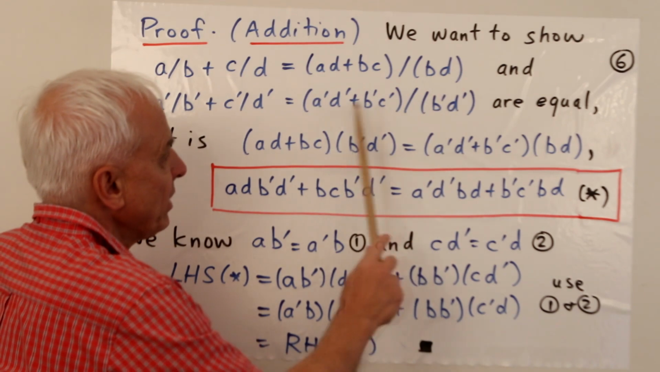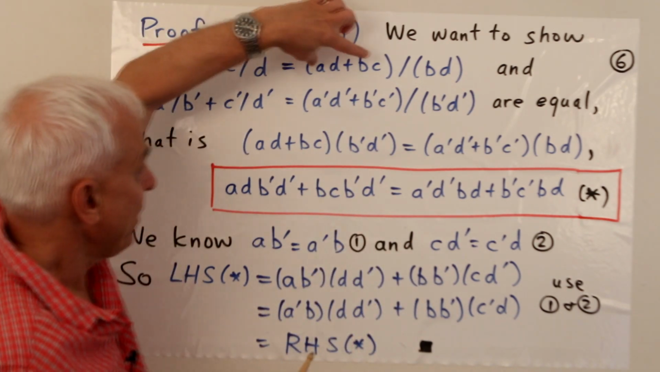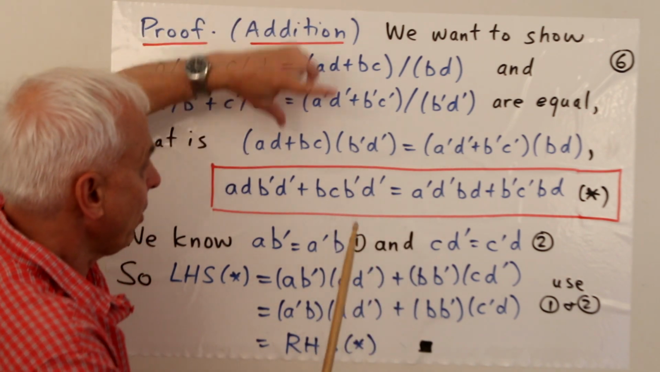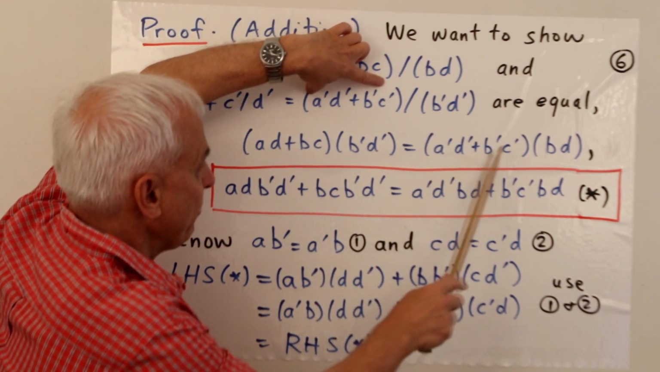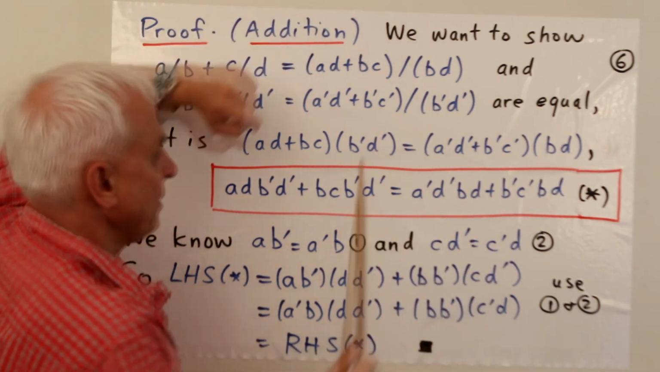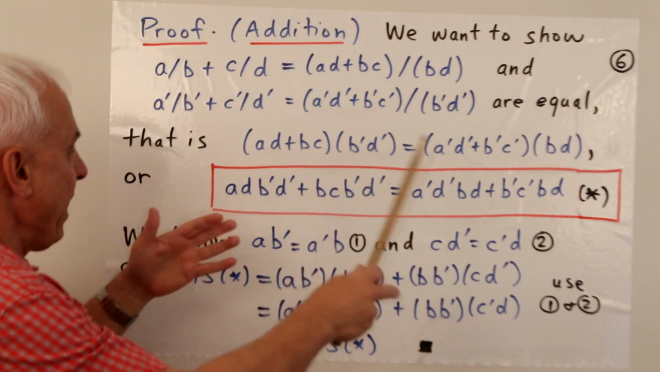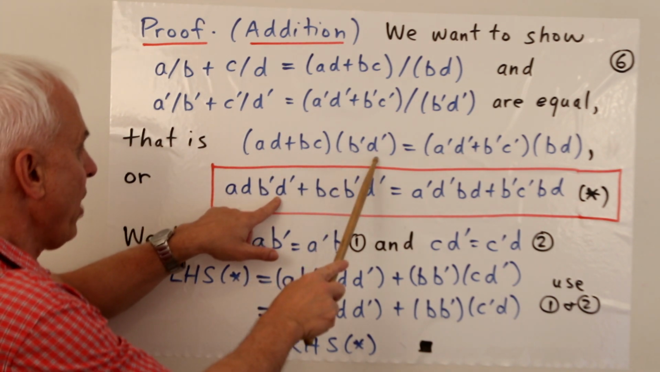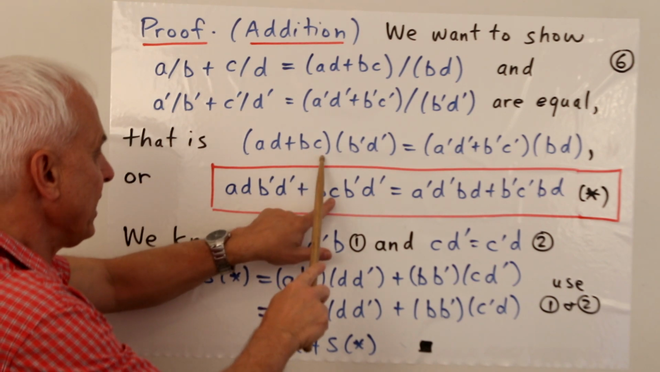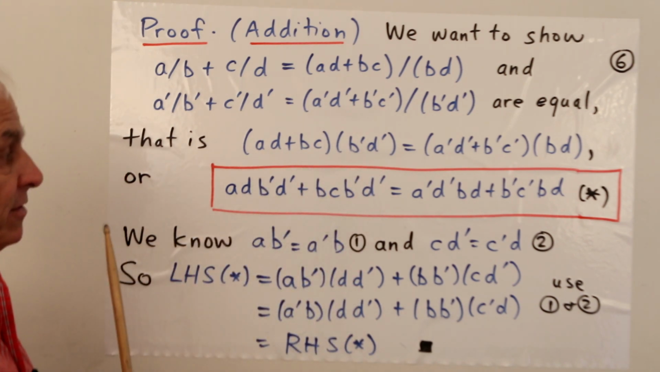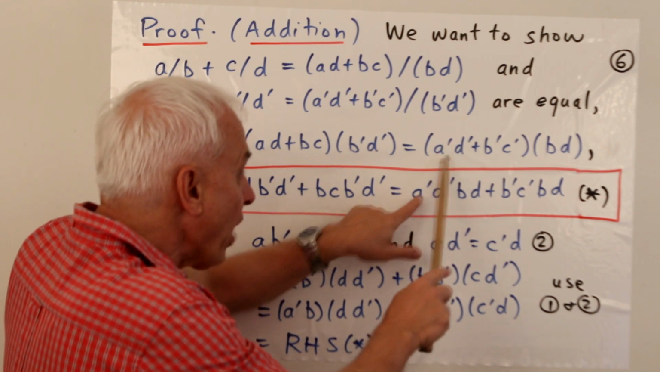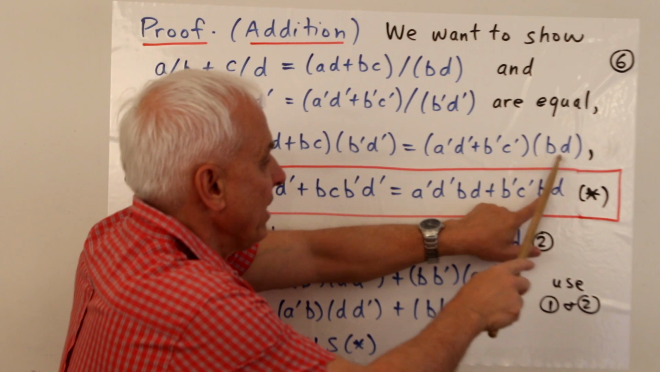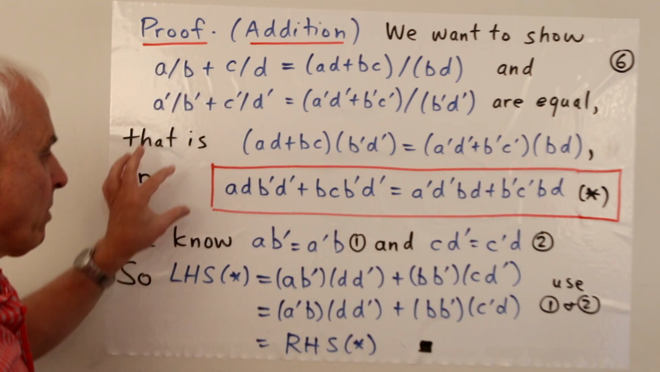So equality between these two fractions amounts to this: (AD plus BC) times B prime D prime should equal this (A prime D prime plus B prime C prime) times BD. Okay, so let's expand this out. AD B prime D prime plus BC B prime D prime on the left-hand side. On the right-hand side, A prime D prime BD plus B prime C prime BD. We want to prove this.